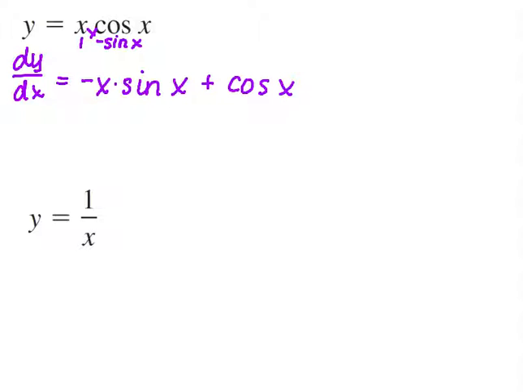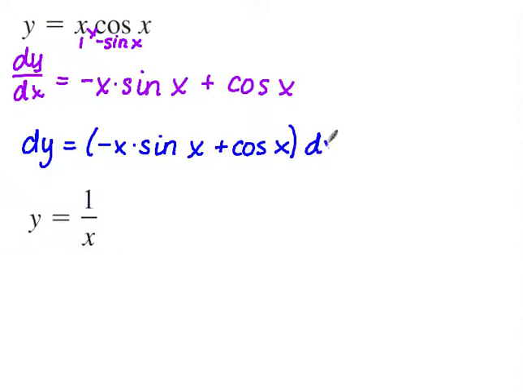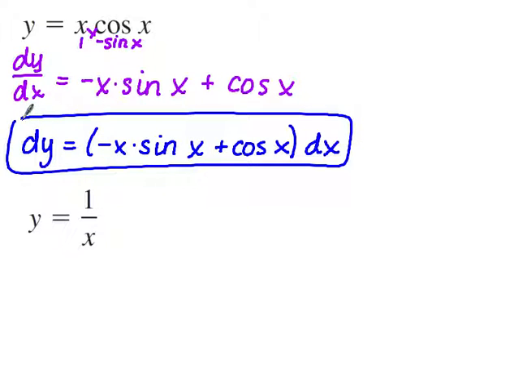And that's it. Biggest thing you need to remember here is that you're going to have to use parentheses. Since that's a quantity, you need to make sure you have parentheses around that whole big bunch, and you're going to take that times dx. Yeah, that's good. You're done.